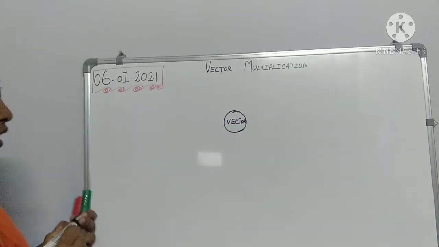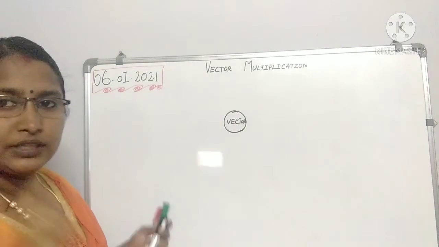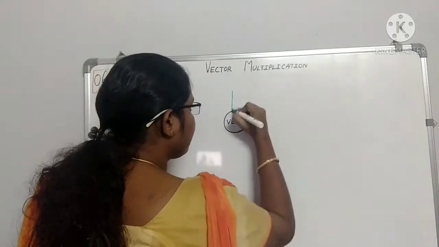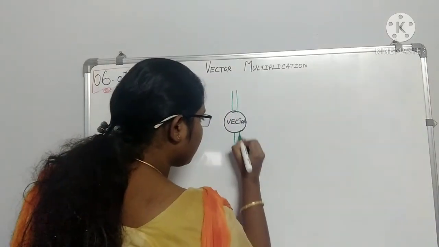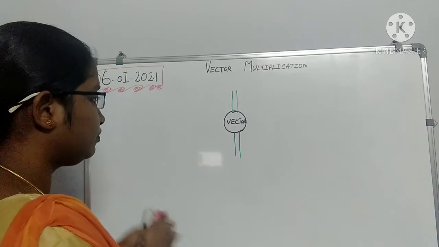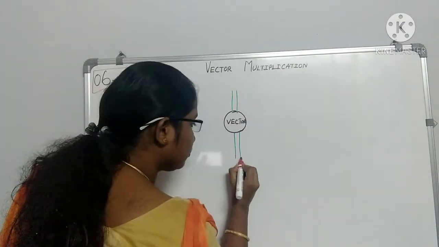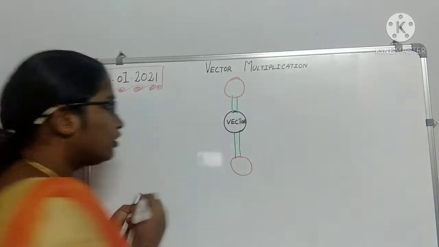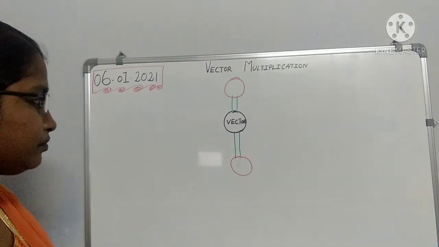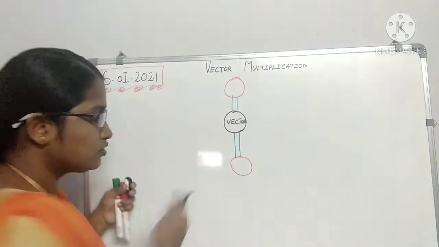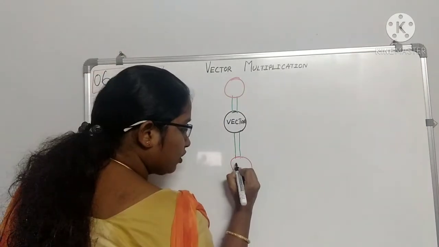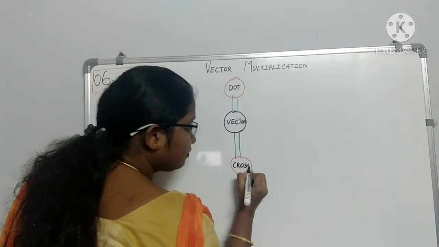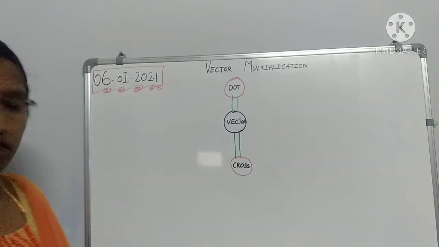Here, this vector has two methods of multiplication. To multiply the vector, there are two methods. One is the dot product, another one is the cross product. Okay, dot product and cross product.